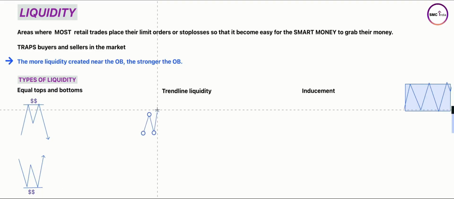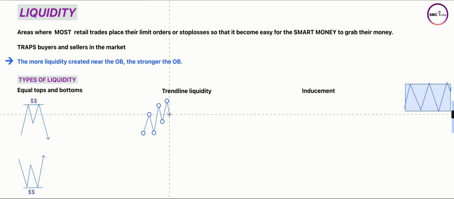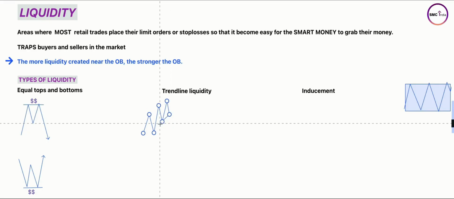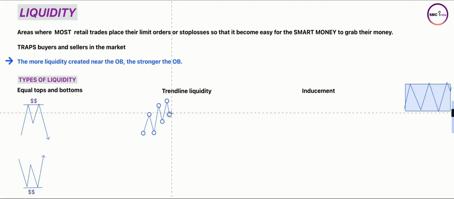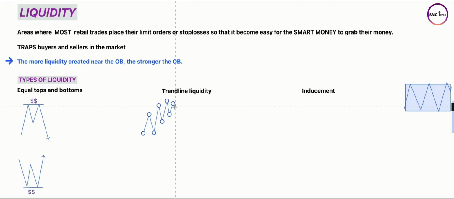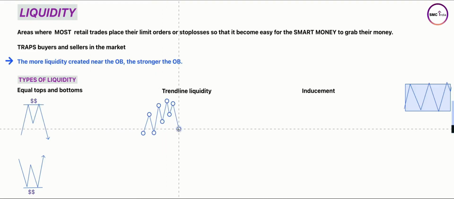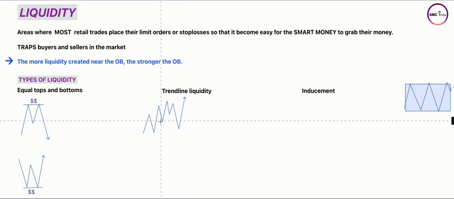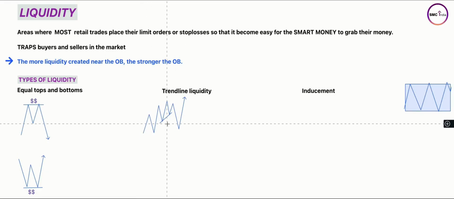For trend line, what happens is that the price forms a general trend like this, and what most retail traders do is that they see these as levels of support in a trend line, and suddenly the price comes to this unmitigated zone here and then the price shoots up. This is the trend line which creates the liquidity.